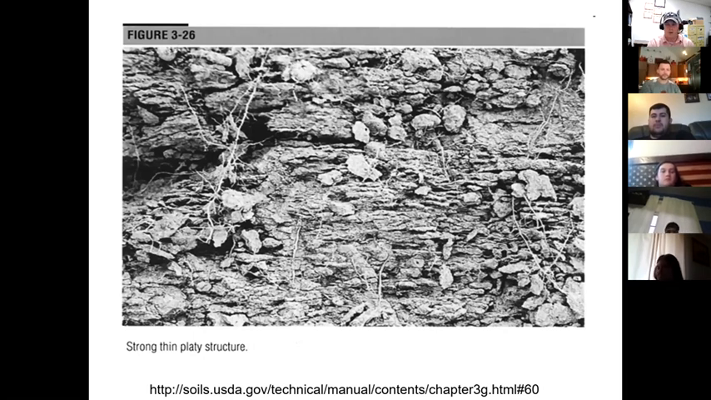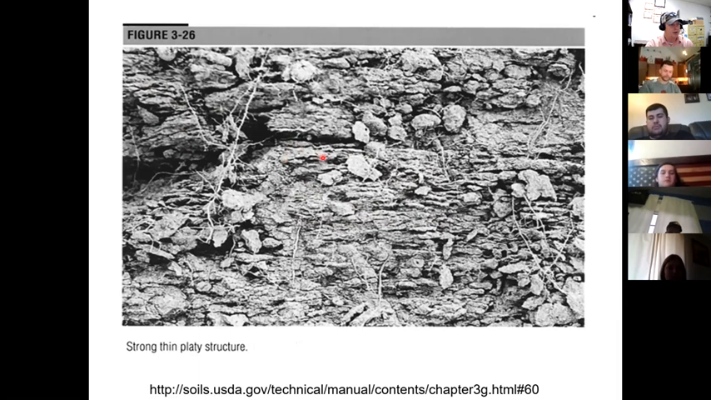Okay, without looking, what's this one? Rod, what do you think? Platy? Platy. There you go. Yep. And here we get the horizontal formation. You see it, it's really nice and defined up here. So this would be a platy structure.